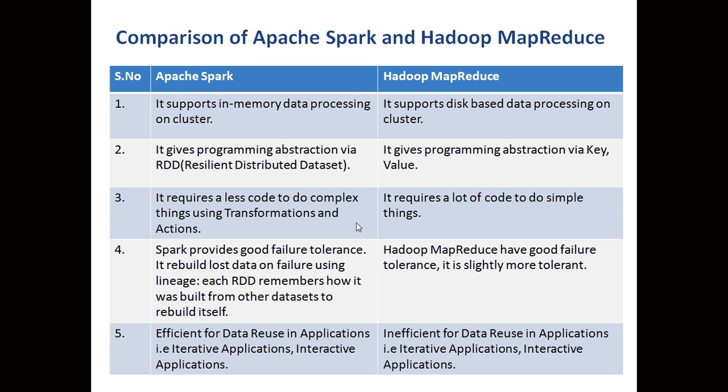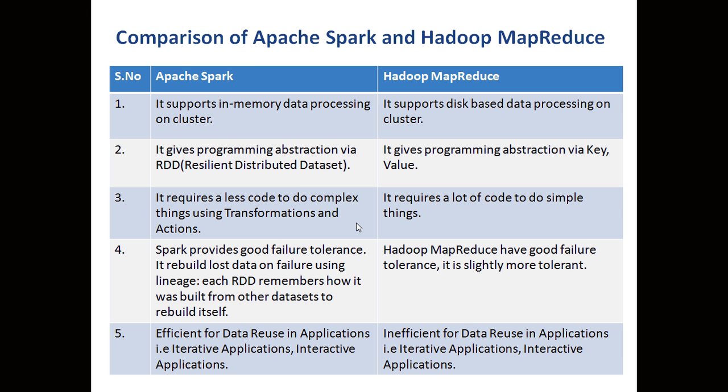Spark gives you a programming abstraction via RDD. In MapReduce, everything is a key value pair. When you develop a Spark program, it gives a facility to write less code to do complex things using transformations and actions. But if you start writing a MapReduce program, you have to do a lot of coding to do simple tasks.